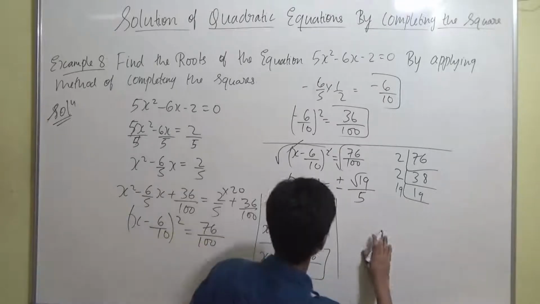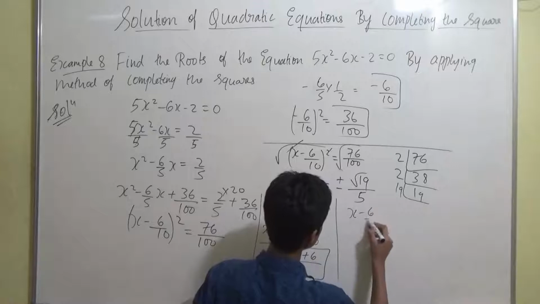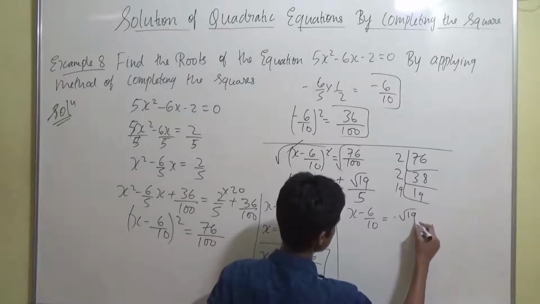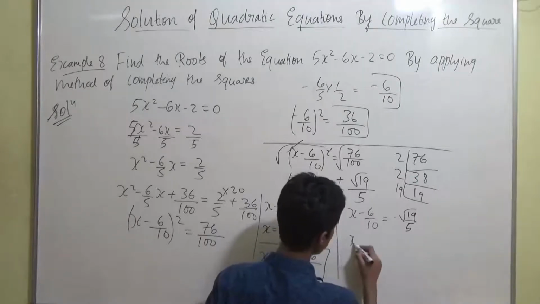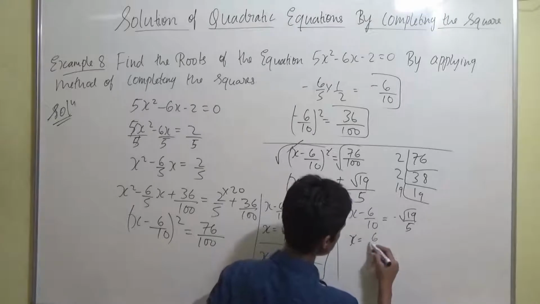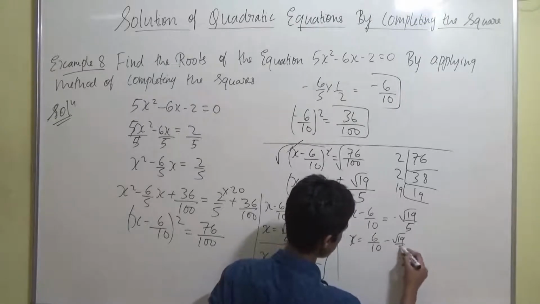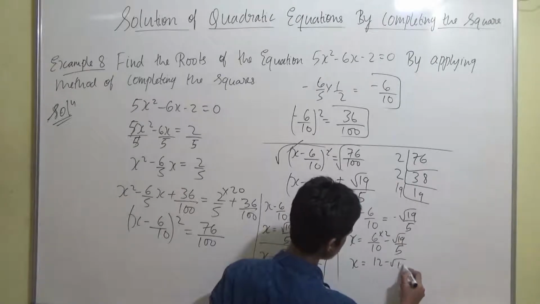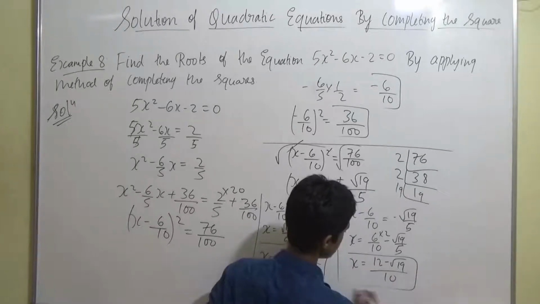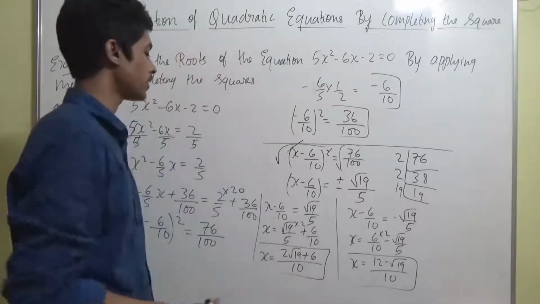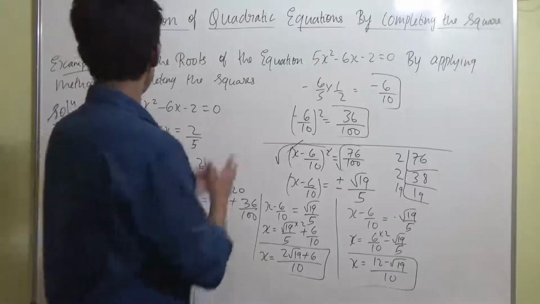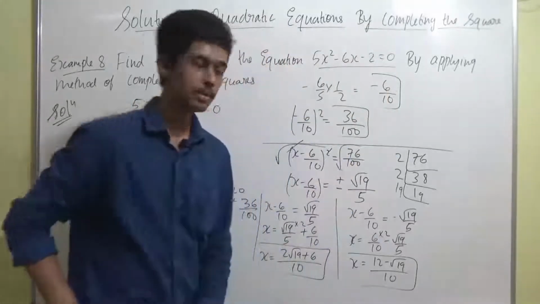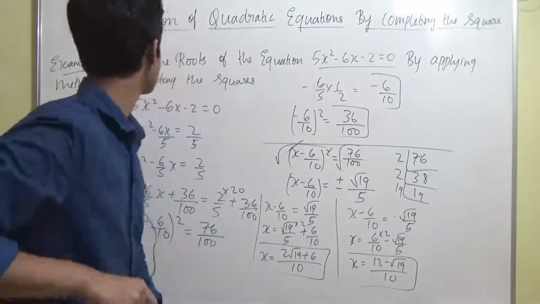Now the second case is x minus 6 by 10 equal to, here it was plus, right? Now we'll consider the minus case. This becomes like, x becomes equal to, when this goes RHS, it will become plus. So it becomes minus root 19 by 5. Now if you multiply this into 2, x will become equal to 12 minus root 19 by 10. This is one more value of x and this is the first value of x. So these two are the solutions of this equation. Getting it? We solved it using the completing the square method.